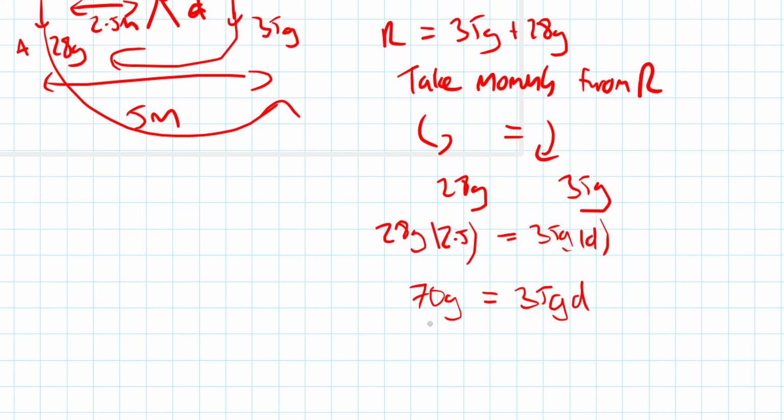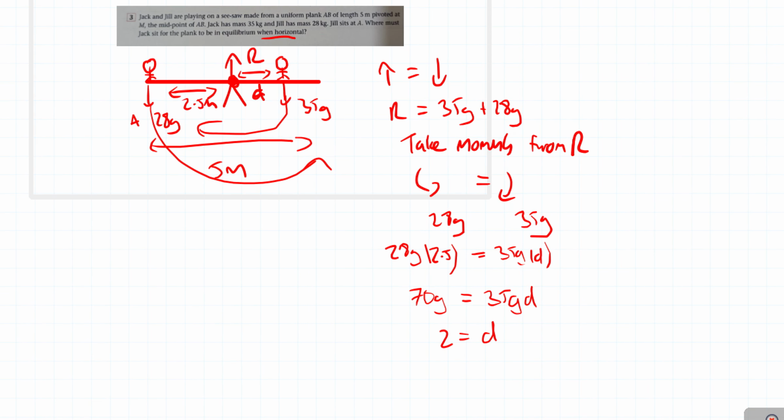35GD. If we divide both sides, so 70 divided by 35 is equal to 2, and the G's cancel, so 2 is equal to D. So therefore, he has to sit 2 meters away from the center point.